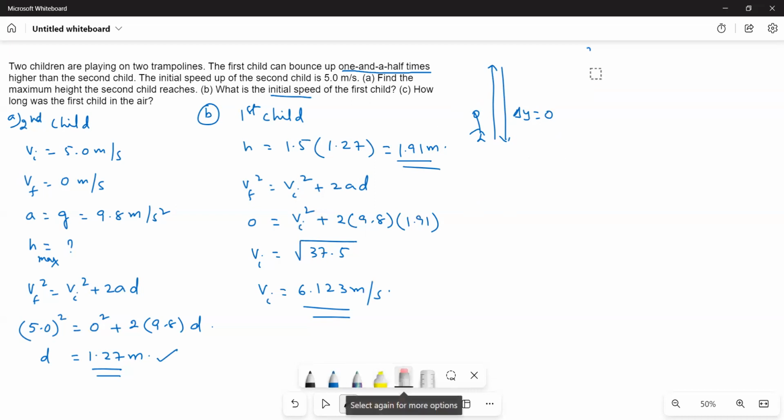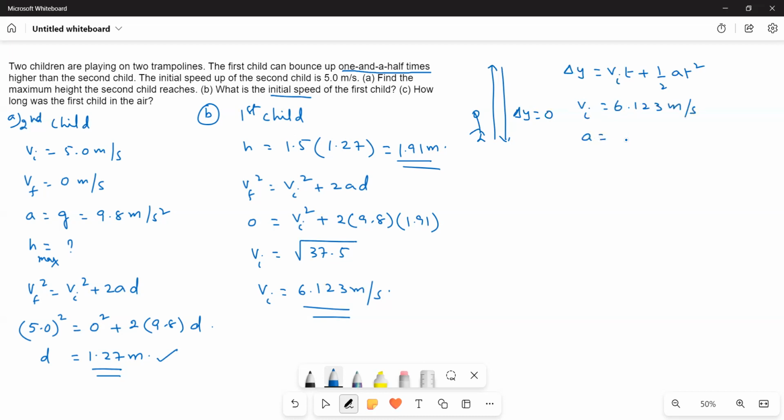We are going to use the formula delta y is equal to Vi t plus half a t square. In this, Vi is known to us. Vi is equal to 6.123 meters per second. And acceleration is the normal acceleration, that is 9.8 meters per second square. Here I take negative because the child comes back now. And we are trying to find out t. Delta y is equal to 0, I already told, no?